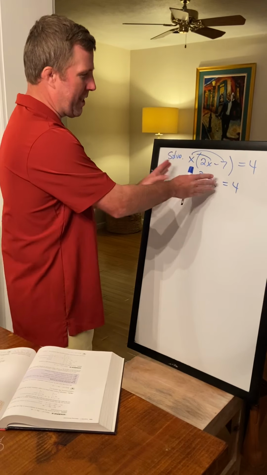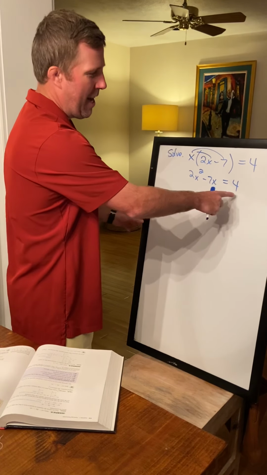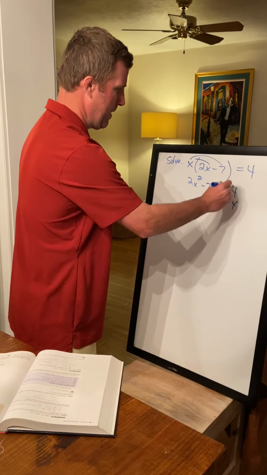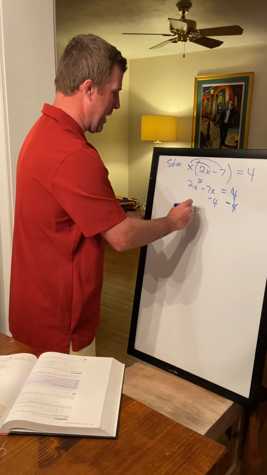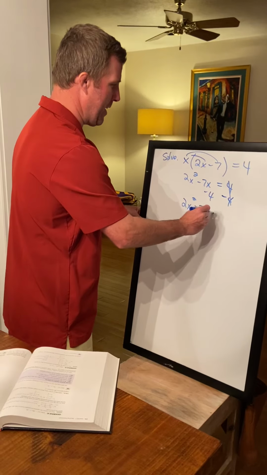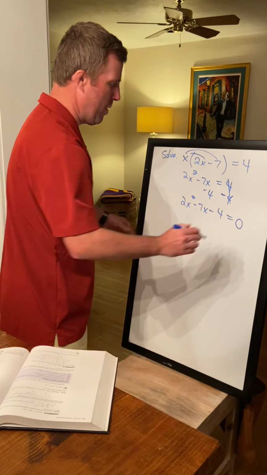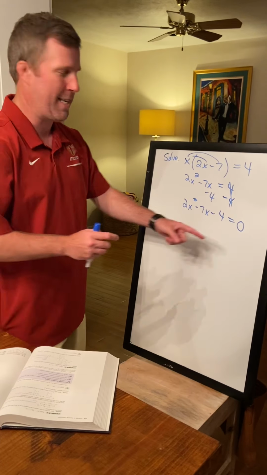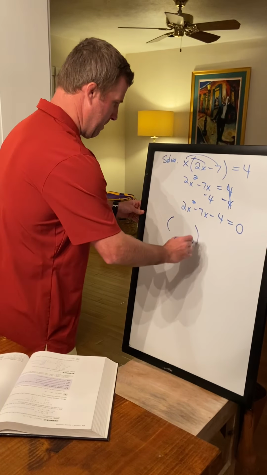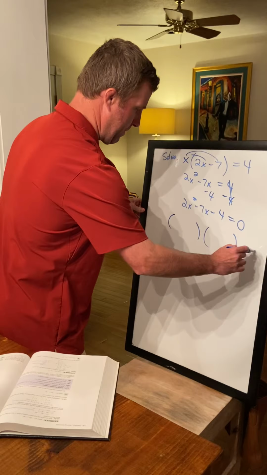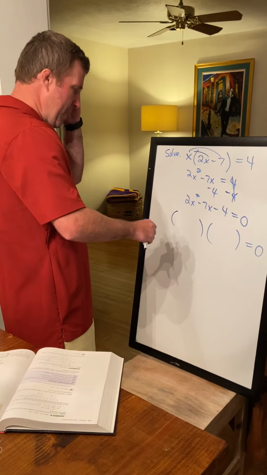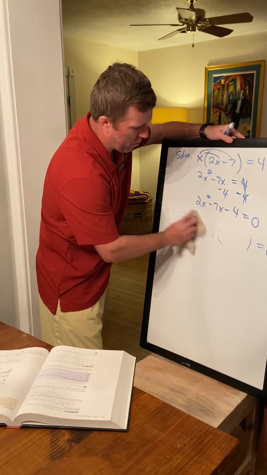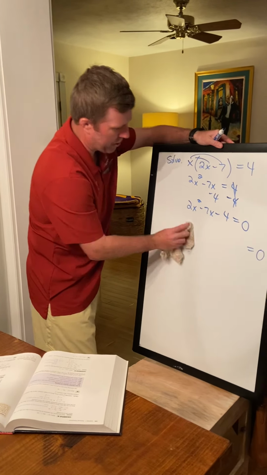Now, because this is addition and subtraction on this left side, I can now subtract 4 from both sides. That gives me 2x squared minus 7x minus 4 equals 0. Now I go through my steps to factor this because I do have 0 on one side now. Okay? I'm actually going to, instead of doing this one by trial and error, do this one by grouping, just to keep you guys on your toes.